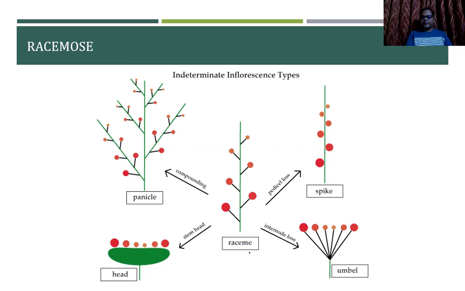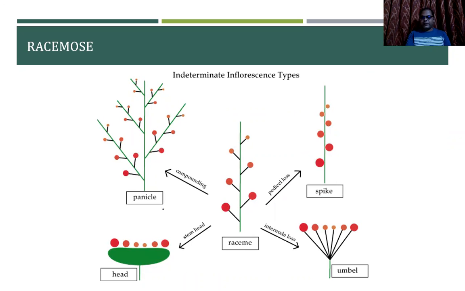Now, raceme is the basic type of the racemose inflorescence, in which we see the formation of pedicels. We have already discussed what a pedicel is. So this is the peduncle. On the peduncle itself there is a formation of pedicels, and each pedicel terminates into a flower, with the younger flower on the top and the older flower towards the periphery. Now if this pedicel is lost, it will form another kind of racemose inflorescence, that is the spike.